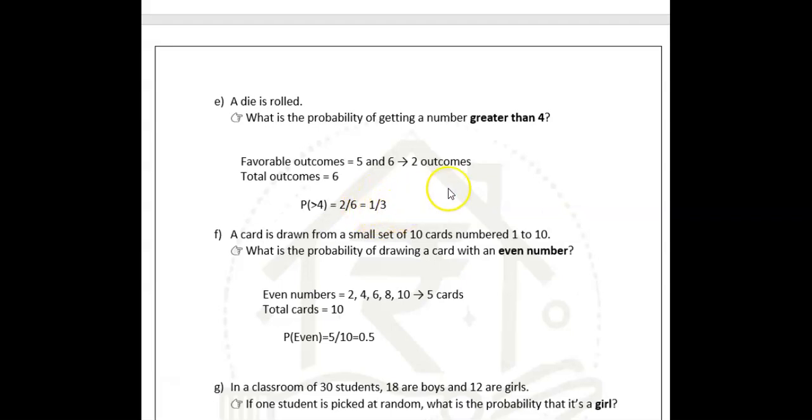Probability 1 by 3. A card is drawn from a small set of 10 cards, numbers 1 to 10. Total 10 number cards. From 10 cards, 1 card is drawn. What is the probability of drawing a card with an even number? In 10 cards, the even numbers are 2, 4, 6, 8, 10. That is 5 even numbers, so 5 favorable events. The total events are 10. Then the probability is 5 by 10. Hence the probability is 0.5.